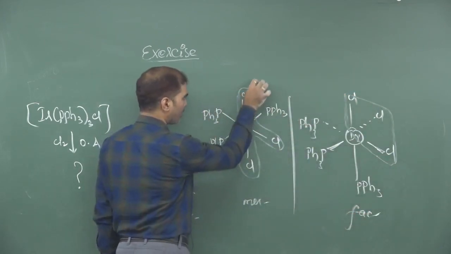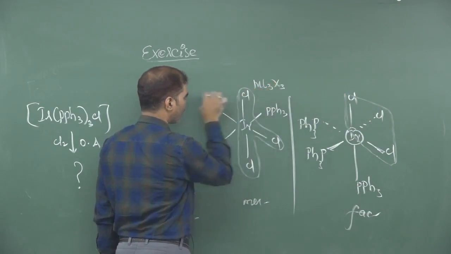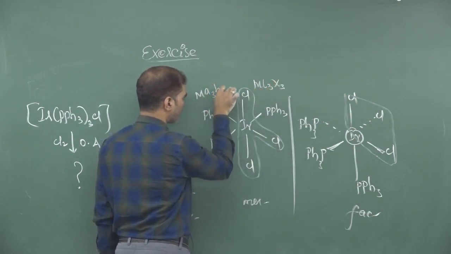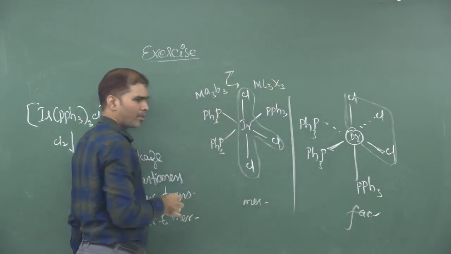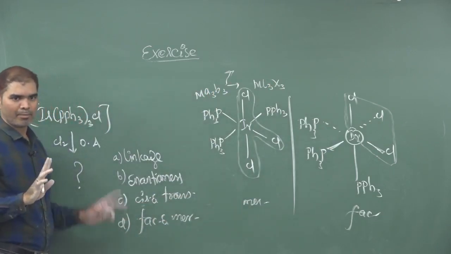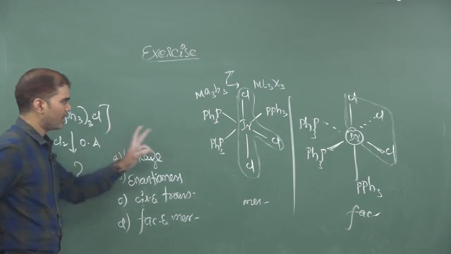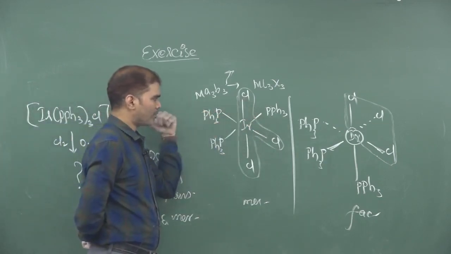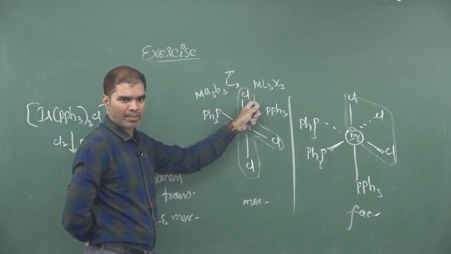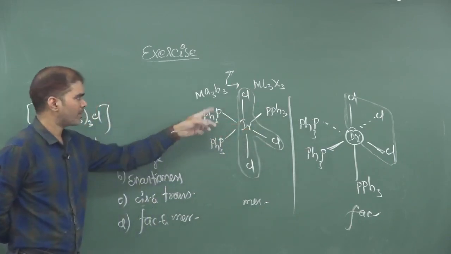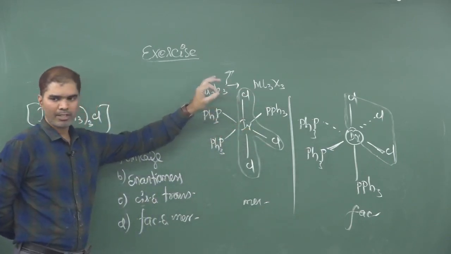It is just like Ma3b3. Just now I told you Ma3b3 will form FAC and MER. Ma4b2 will form cis and trans. Ma3b3 will form FAC and MER. So 3 triphenyl phosphines are present, 2 more chlorines are being added to the already existing chlorine. So 3 chlorines, 3 triphenyl phosphines is like Ma3b3, facial and meridional.